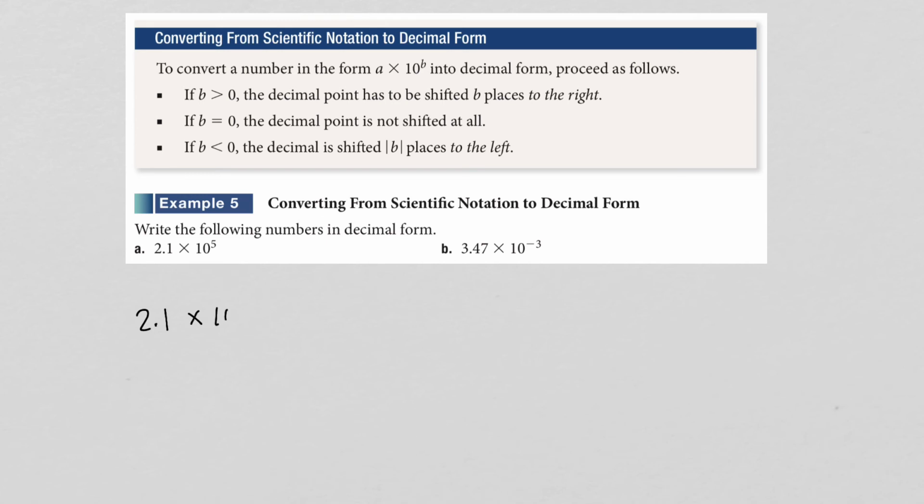We have 2.1 times 10 to the 5th power. This tells us to take the number 2.1 and move the decimal 5 places to the right. So if I take 2.1 and I start moving the decimal 1, 2, 3, 4, 5, when you move it 5 places to the right, if there are no numbers there, you have to fill those in with zeros. So this literally becomes 210,000.